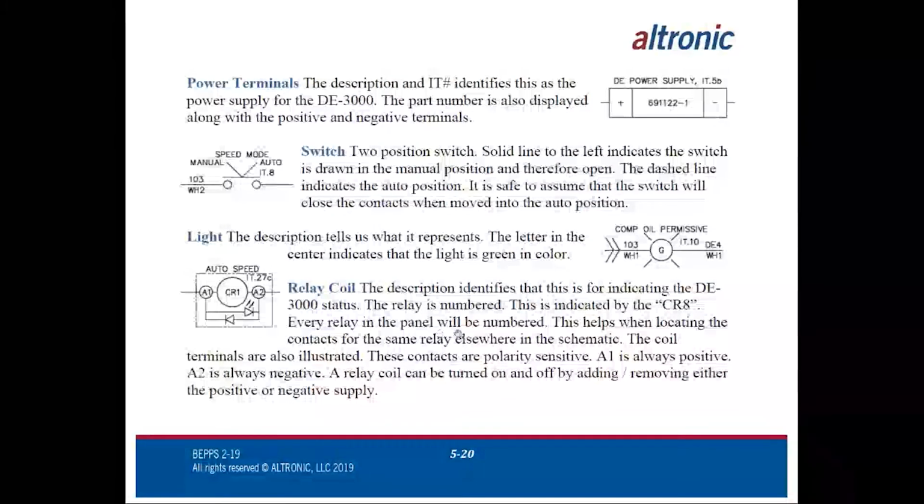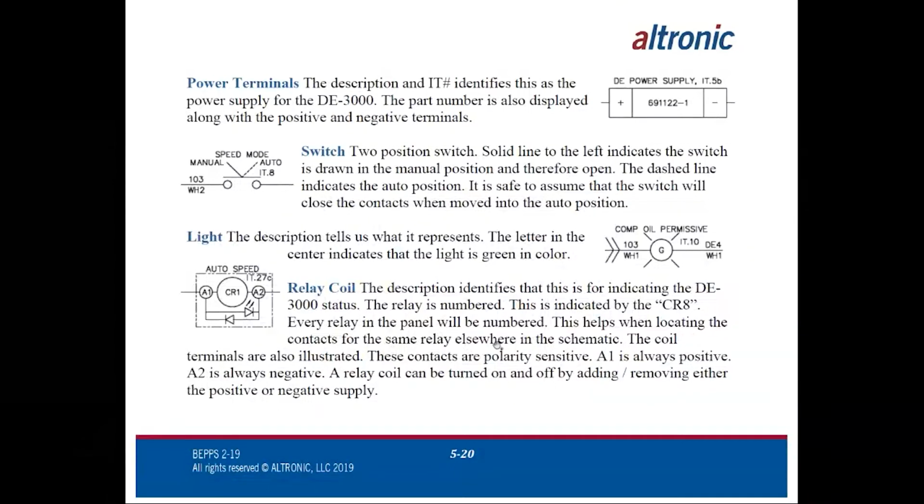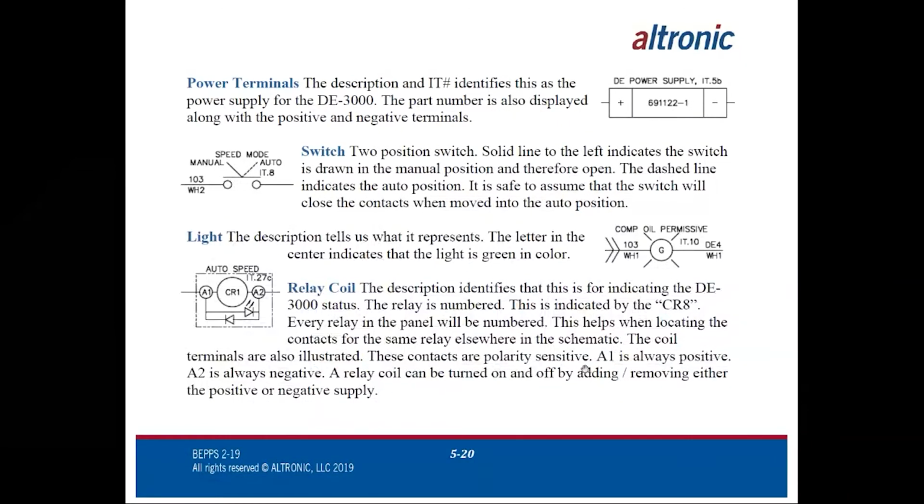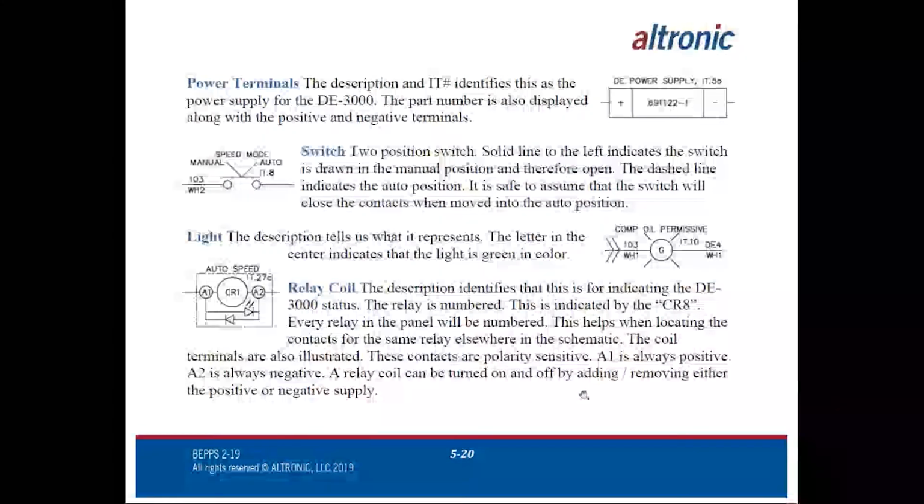Every relay in the panel will be numbered. This helps when locating the contacts for the same relay elsewhere in the schematic. The coil terminals are also illustrated. These contacts are polarity sensitive. A1 is always positive, A2 is always negative. A relay coil can be turned on and off by adding or removing either the positive or negative supply.